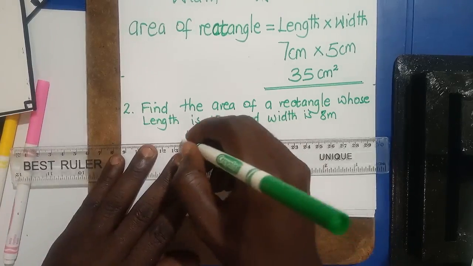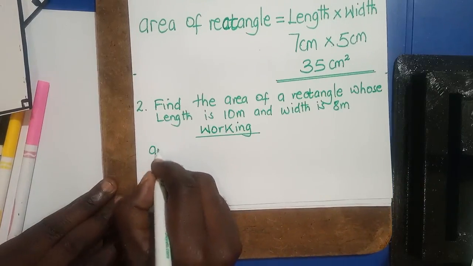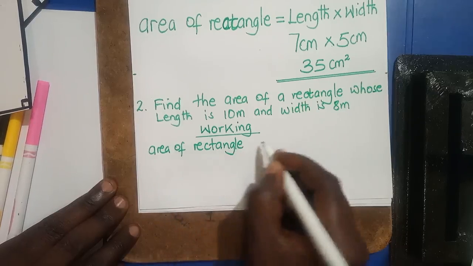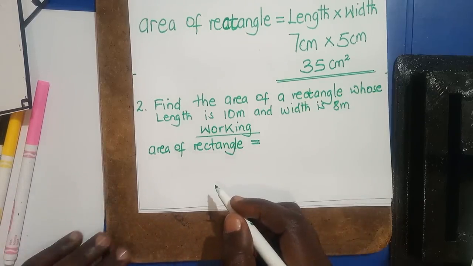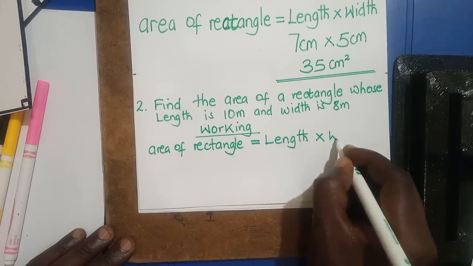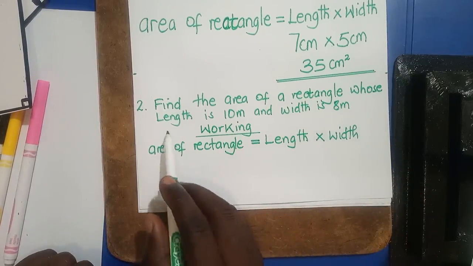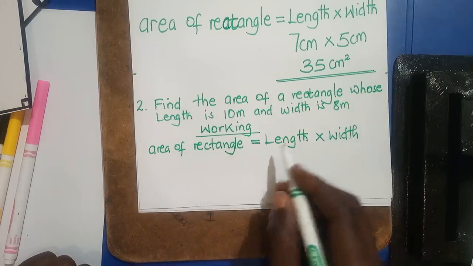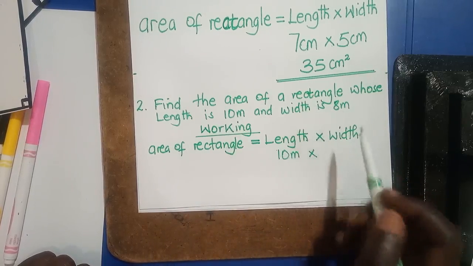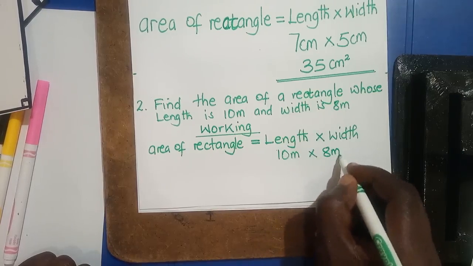If I need to teach you also how to be neat when writing, you underline that with a ruler. Then you write your formula, which is area of rectangle. As we have already discussed, the area of the rectangle is where you multiply the length times width. Now you start substituting. From the question, we have 10 meters as the length, so where we have the length, we put 10 meters. We multiply where we have the width. In the question they've said width is 8, then we write 8 meters.